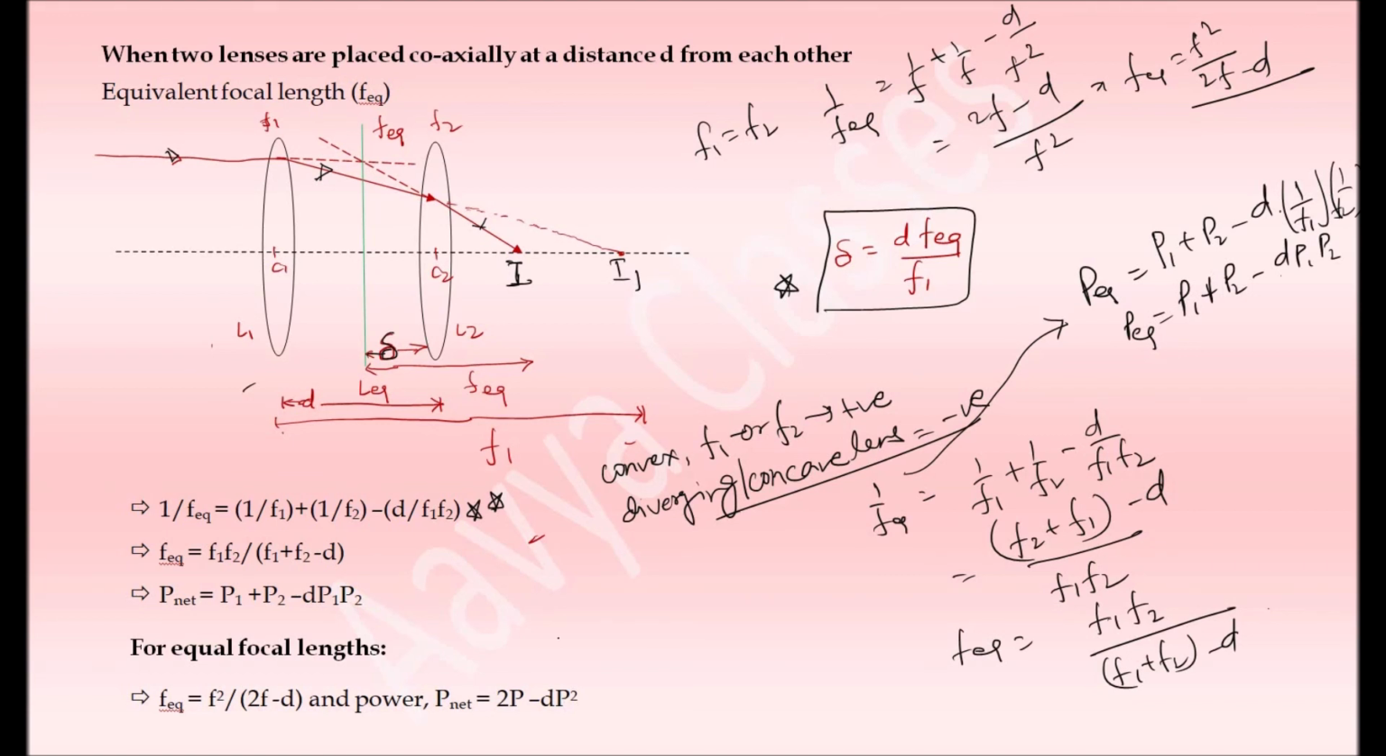Again, while applying this formula, you just take the sign into consideration. Suppose this first lens is a concave lens, then f1 comes with a negative sign, and the second lens is a convex lens, then f2 comes with a positive sign. If both lenses are concave lenses, then you should take f1 and f2 both with a negative sign. So whatever the lens is, you just take the sign accordingly.